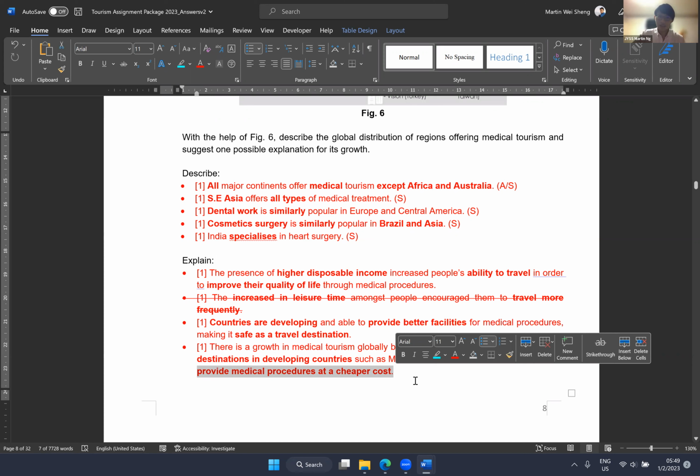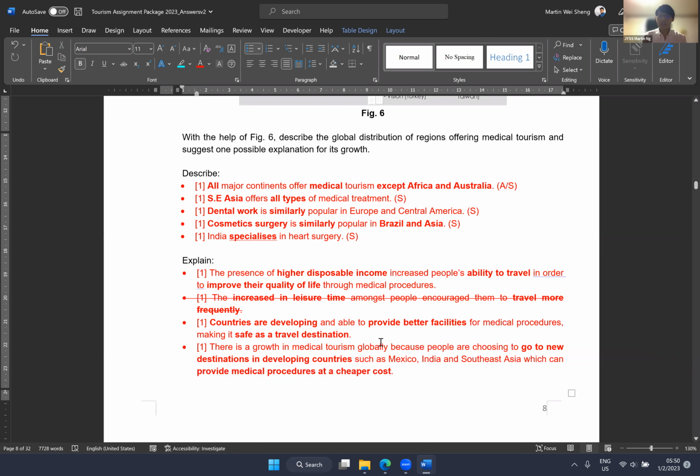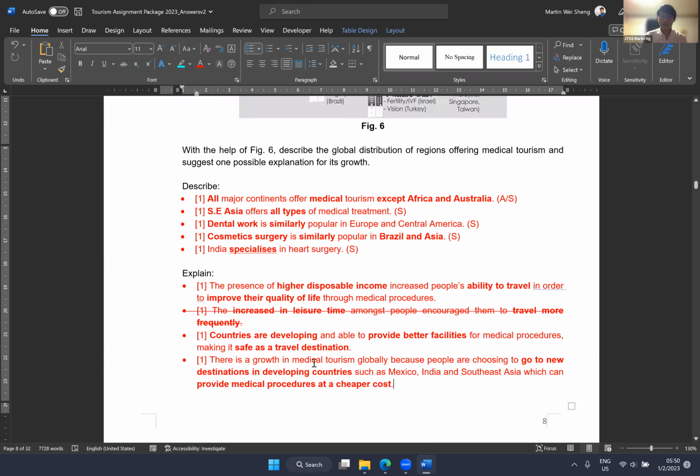It's just like plastic surgery in South Korea, as well as in Thailand, you can also find plastic surgery. Those on a budget might choose to travel to Thailand instead of traveling to South Korea for their plastic surgery. Okay, so same idea over here. There's a growth in medical tourism because people are choosing to go to new destinations in developing countries as it is cheaper. All right.